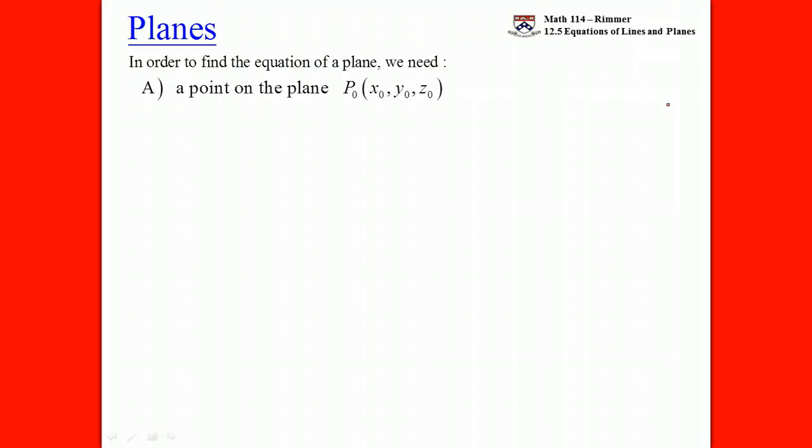All right, so then we move to planes, and the setup is similar. For planes, we're going to need two things as well. It's going to start off that, yes, we're going to need a point that's on the plane. And the other defining factor for a plane will be the normal vector to the plane.